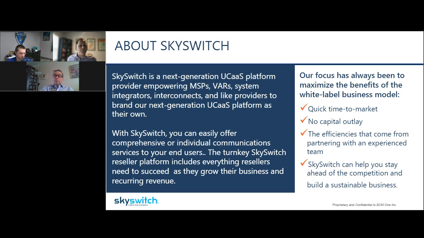Yeah, we'll put a little shine on SkySwitch for a second here. SkySwitch is a next-gen UCaaS provider that empowers MSPs and VARs, just like Ethan and ComTech, to brand their own UCaaS platform as their own. So basically, as we touched on, you can leverage us on the back end, and then you can go out there and promote your own branded name on the front end, with nobody knowing who we are unless you decided you wanted to divulge that information. As we touched on, quick time to market, no capital outlay, the efficiencies that come with partnering with an experienced team. We've been in the business for a while. We can help you stay ahead of the competition, and we build and sustain business.